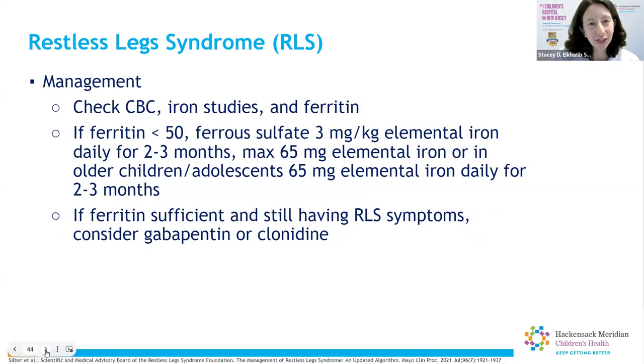Management for me is checking CBC, iron studies, and ferritin. Some places just check ferritin, but personally, I like to see the iron studies to see the percent saturation. Is there room to give iron? And then you aim for a ferritin above 50.